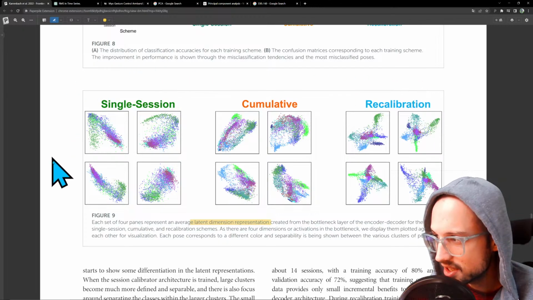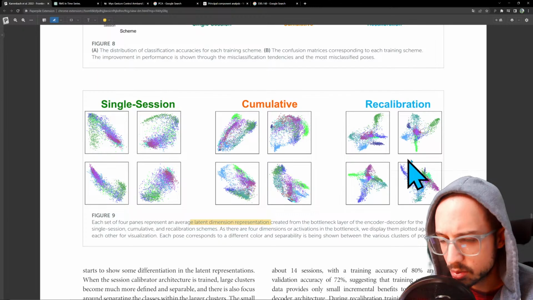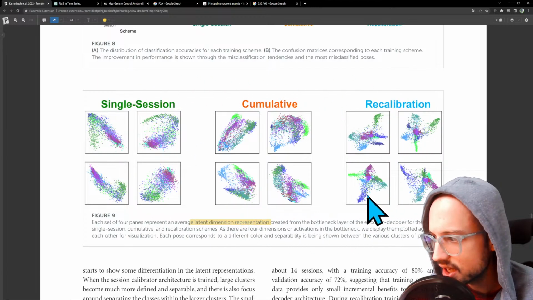There's a reason you don't see these anymore. These were popular for a short period in the machine learning world where people would show these plots, but it's actually very difficult to interpret these plots, right? And they can be misleading. So people have kind of moved away from these type of t-SNE plots or PCA plots.